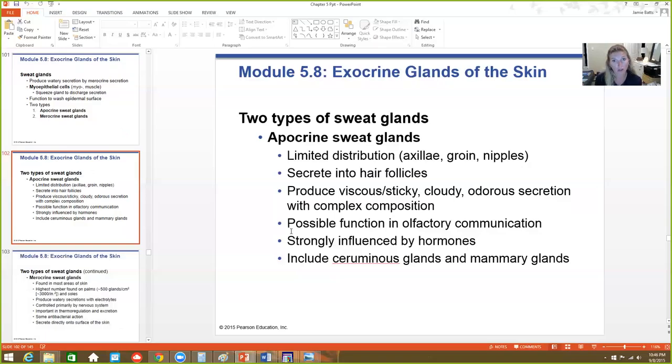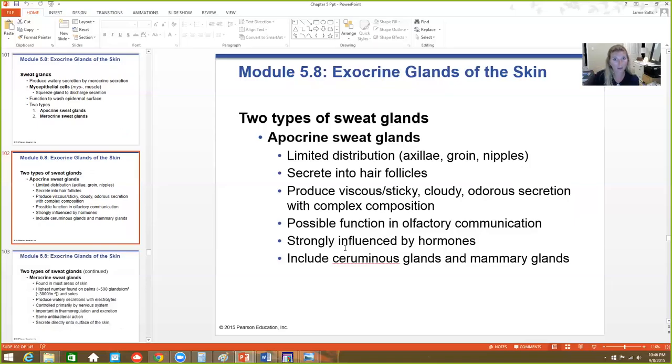But it is very strongly influenced by hormones, and depending on times of month for females, our smells are different, and sometimes males can actually pick up on that if they're paying close enough attention. There's also ceruminous glands and mammary glands that are apocrine sweat glands. Ceruminous glands are your earwax glands, and obviously mammary glands secrete milk.